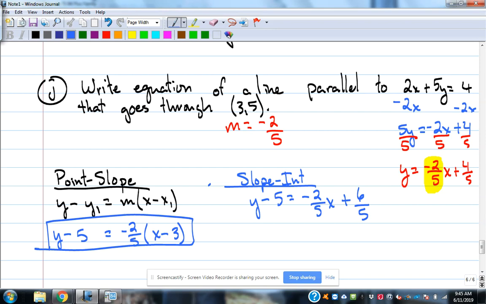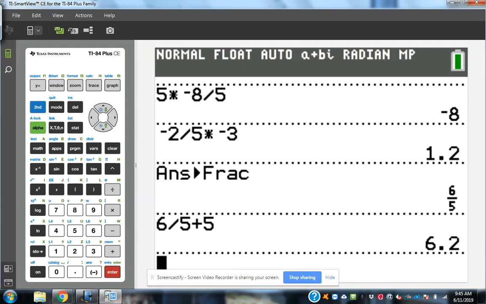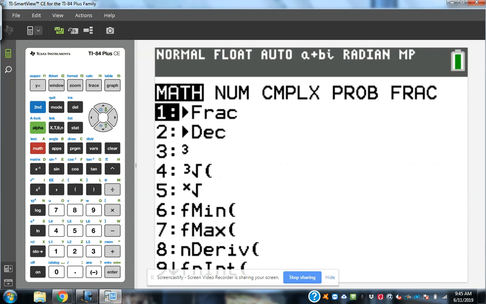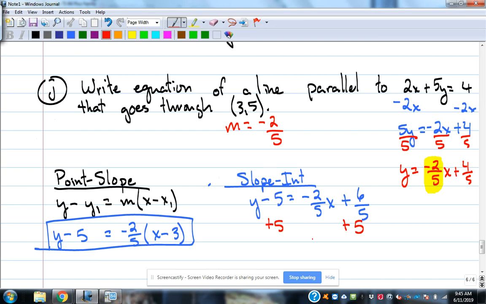And now I need to get y by itself to get slope-intercept form. I'm going to add 5 to the 6/5. So 6/5 plus 5. And then, again, it gives me a decimal. I want it as a fraction, math, enter. 31/5. y is equal to negative 2/5 x plus 31/5. There's slope-intercept form for that problem.